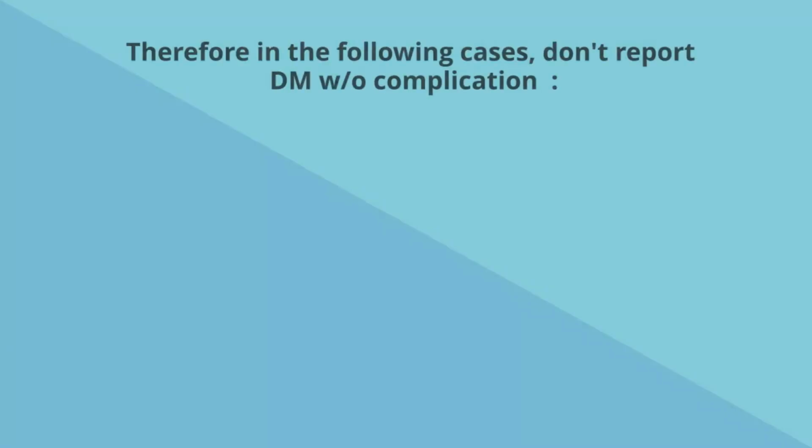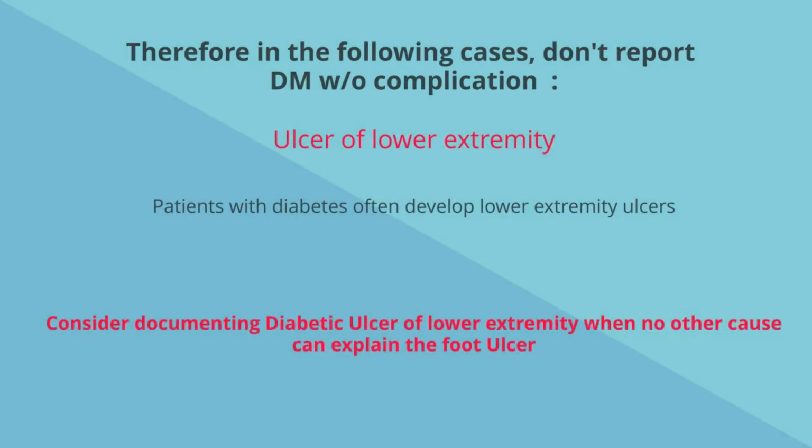Patients with diabetes often develop ulcers of the lower extremities for many reasons: advanced calcification process of the arteries of the legs, and loss of protective sensation, allowing the patient to continue to ambulate despite an injury to the foot. Consider documenting diabetic ulcer of lower extremity when no other cause can explain the foot ulcer.